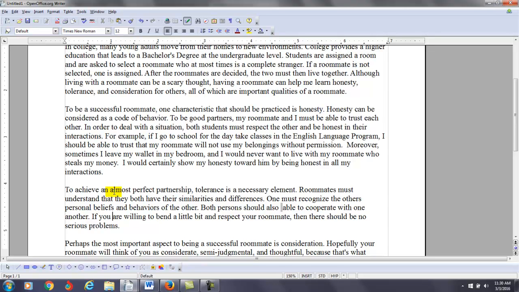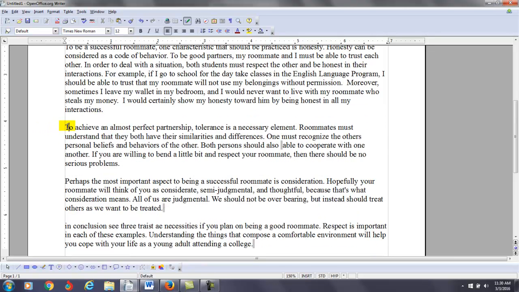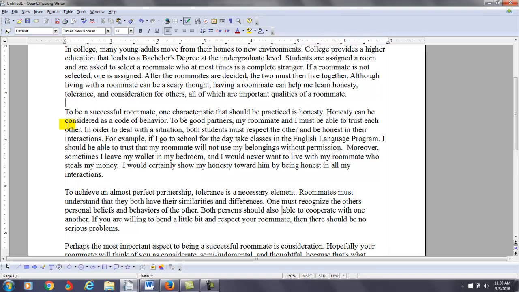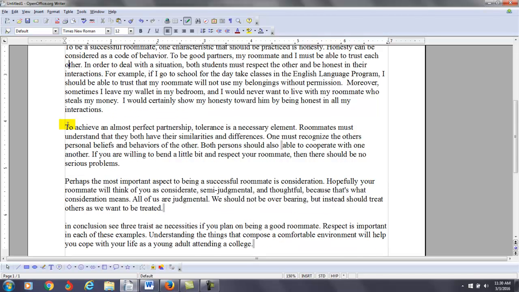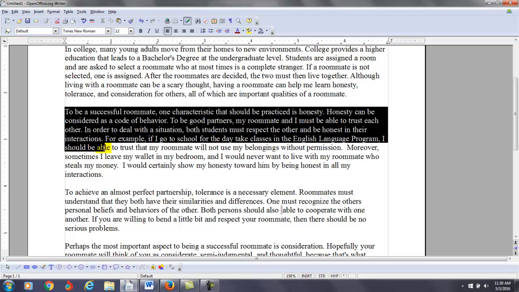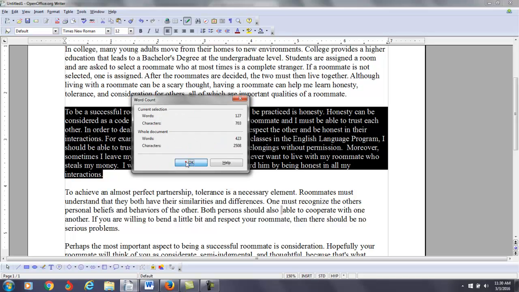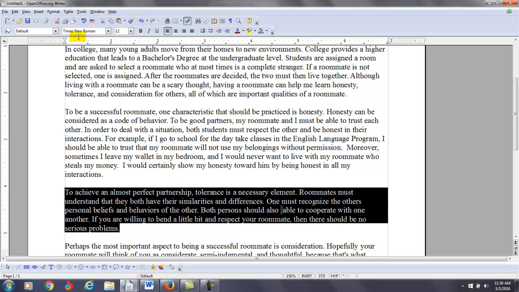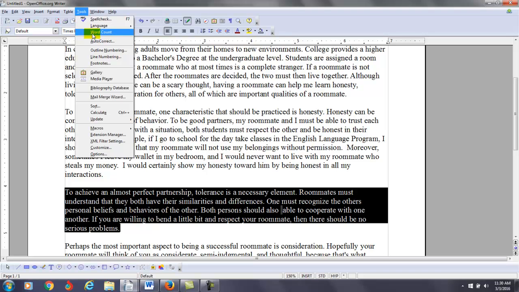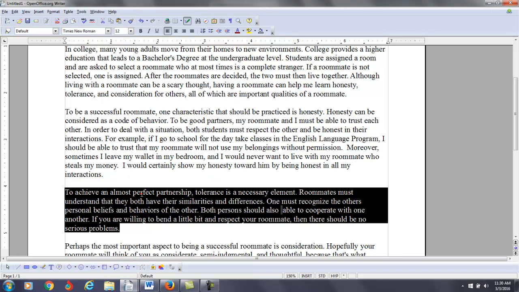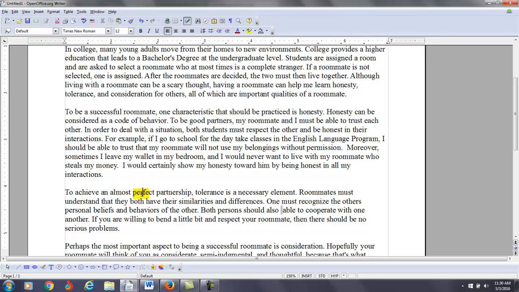Okay, so now let's take a look at what you have. So the next paragraph, and let me just give you an idea here. I'm just trying to give you an idea of how you can develop ideas just a little bit more than you are here. So we have moved this now to 127 words. So your next paragraph, and you have a pretty good organization, so you understand how to do things. So you have, to achieve an almost perfect partnership, tolerance is a necessary element in a roommate.